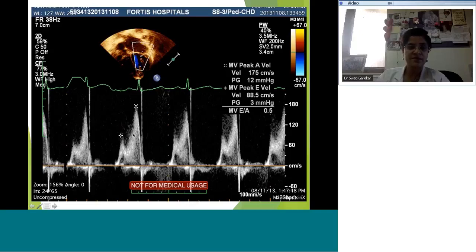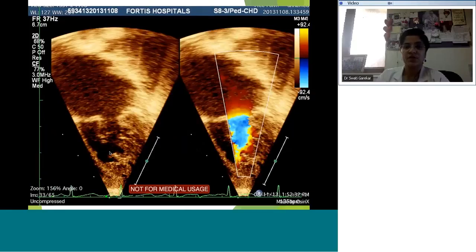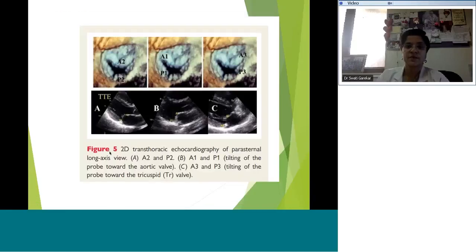E is the early filling, and A is the late filling, which occurs just at the P wave, just before the QRS. So over here, the A is a lot taller than the E, and this indicates diastolic dysfunction. Most of the filling should be in the E period, not in the A period. Okay, got more shots of those. 2 orifices.